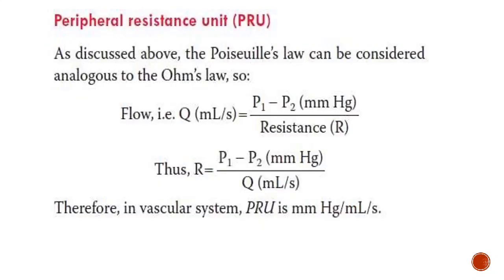The peripheral resistance unit, how can you understand this? Till now we have seen Poiseuille's law, which is considered analogous to Ohm's law, that is current is equal to voltage by resistance. So flow, that is Q in ml per second, is equal to pressure gradient by resistance. So we have to get resistance now. From this formula, R is equal to pressure gradient by blood flow. Therefore, in the vascular system, PRU is represented by units of mmHg per ml per second. So this is the peripheral resistance unit.